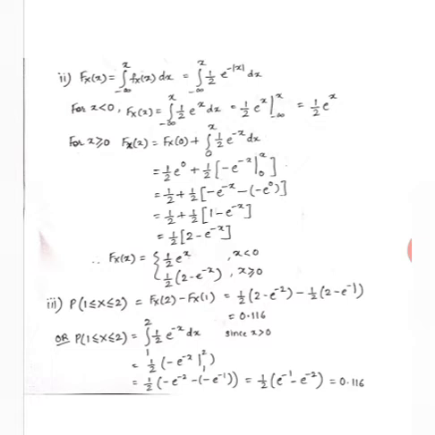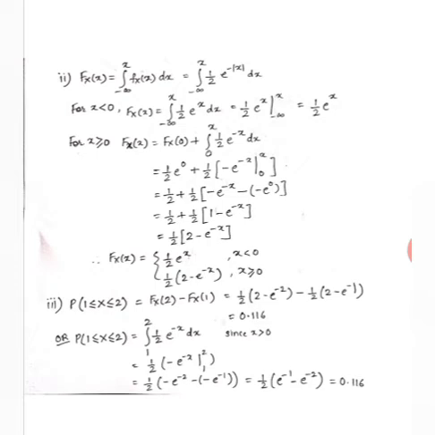Now since both of these are positive, we will be using that second part, that is x greater than 0. We had found out Fx of x was equal to half into 2 minus e raised to minus x. So substitute in that. For Fx of 2, put small x value as 2. So we would have got half into 2 minus e raised to minus 2. To get Fx of 1, substitute small x as equal to 1. So we would have got minus half into 2 minus e raised to minus 1. So solving this, the answer comes as 0.116.